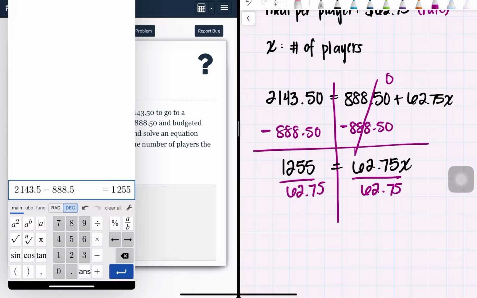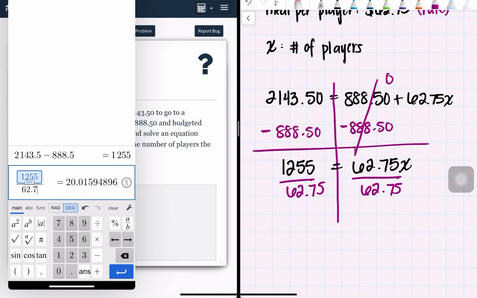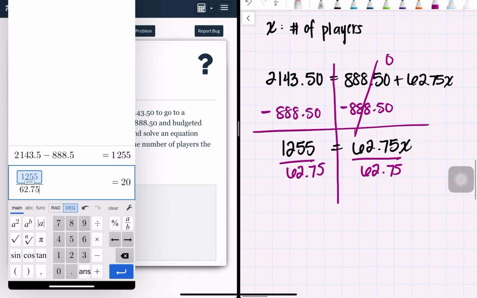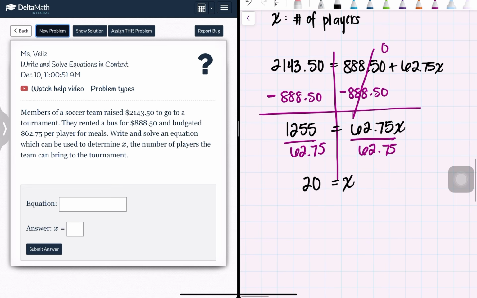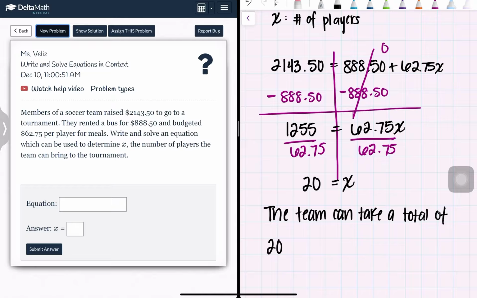So let's see what we get. And we actually get exactly 20. So there's going to be a total of 20 players going, and 20 players who are going to have meals purchased. So the team can take a total of 20 players to the tournament.